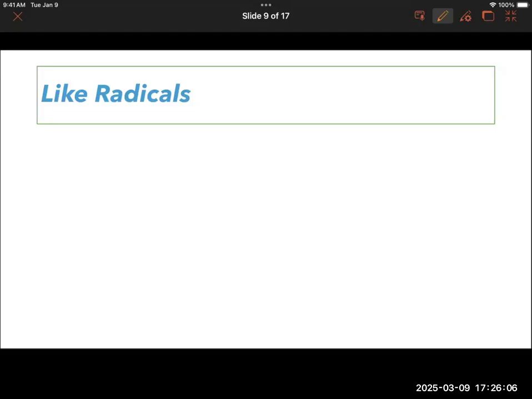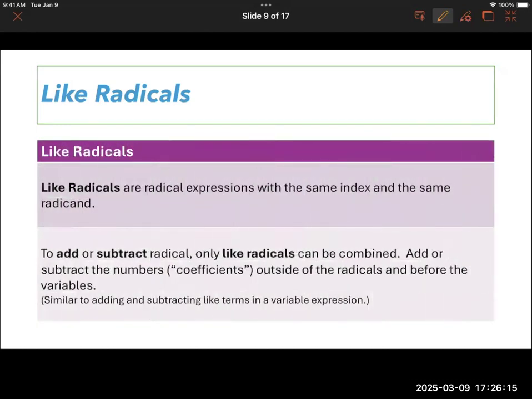All right, what about some adding and subtracting? Well, if we're dealing with radicals, you can only add and subtract radicals if they are like radicals. It's kind of like what we used in polynomials when we talked about like terms. A like radical is a radical expression with the same index and the same radicand. So remember, the radicand is what's inside of the root sign. So the index and what's inside of the root has to be the same in order for you to have a like radical. And when you're going to add and subtract, only the like radicals can be combined.